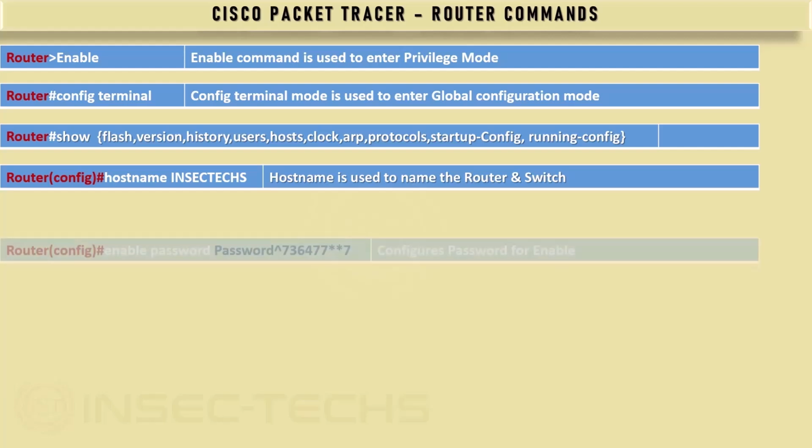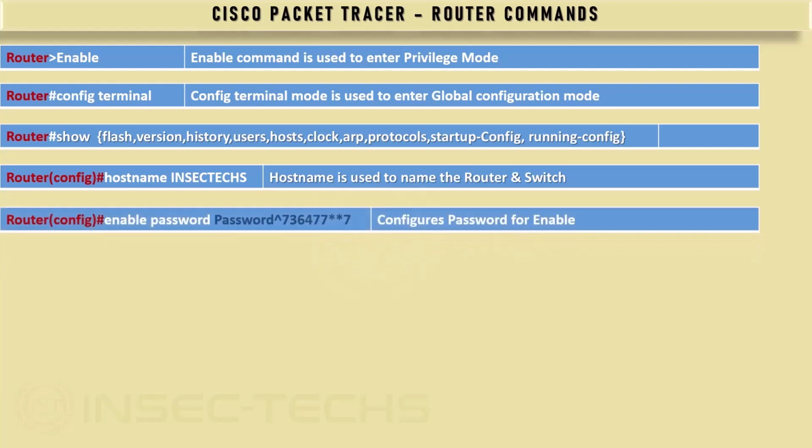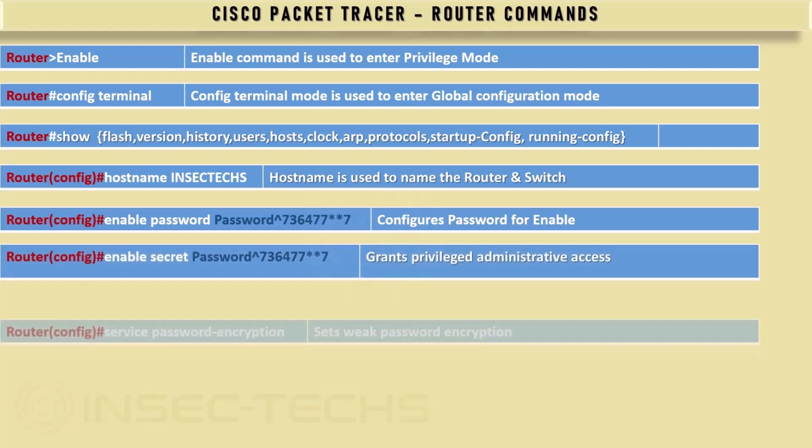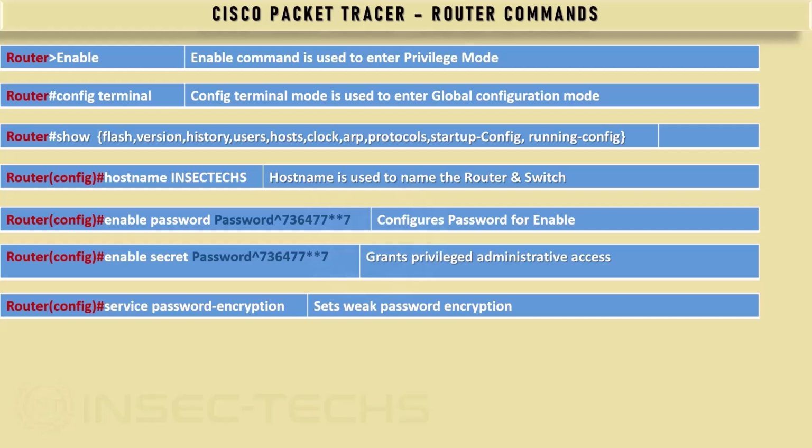Next you have enable password, which configures the password for enable, that is, when you boot and want to get into the user execution mode, then you have to give the password. Enable secret grants privileged access, administrative access. Then service password encryption sets weak password encryption.